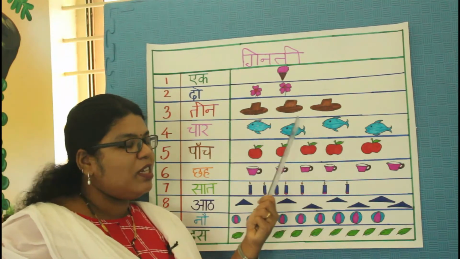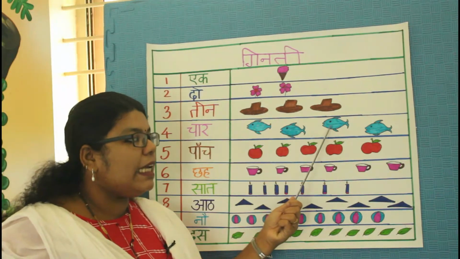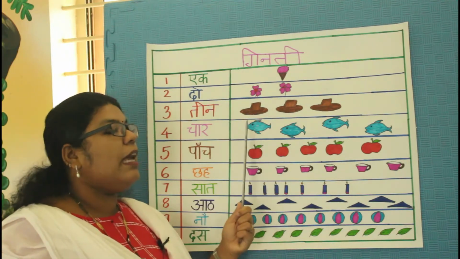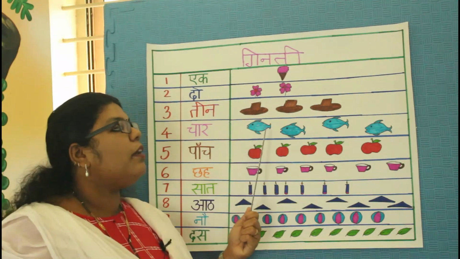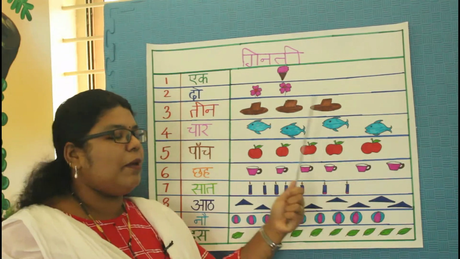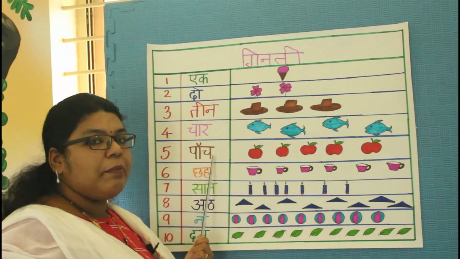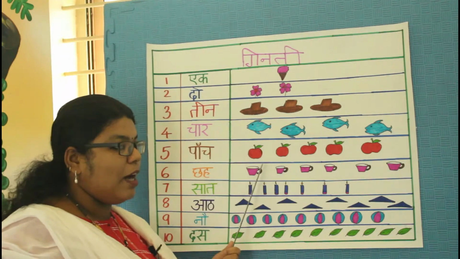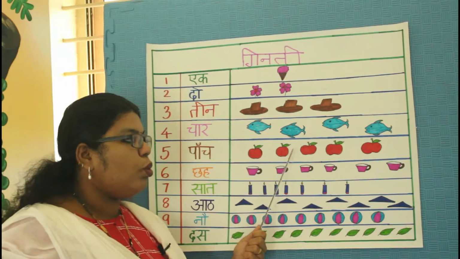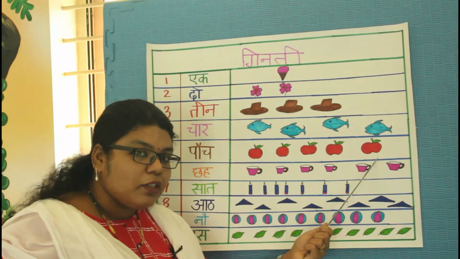Let's count the number of fishes. 1 2 3 4. There are 4 fishes. Once more. 1 2 3 4. Next, number 5. 5 means 5. Let's count the number of apples. 1 2 3 4 5.